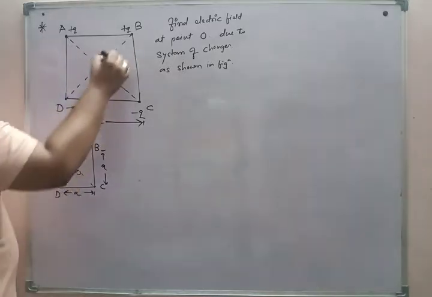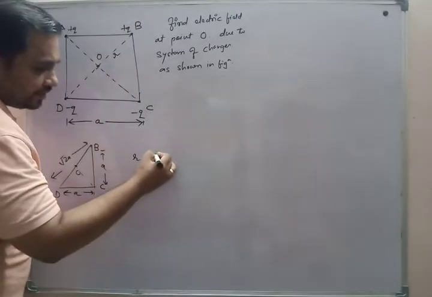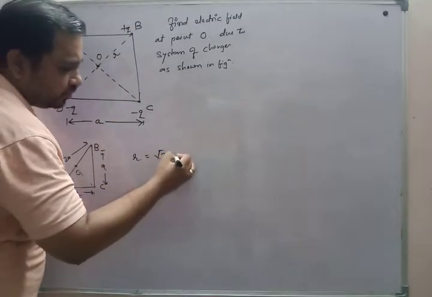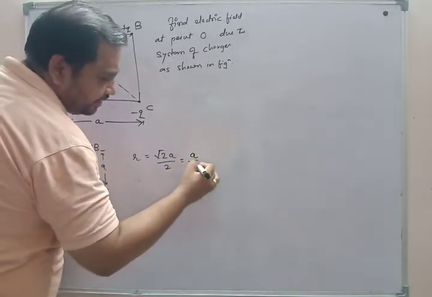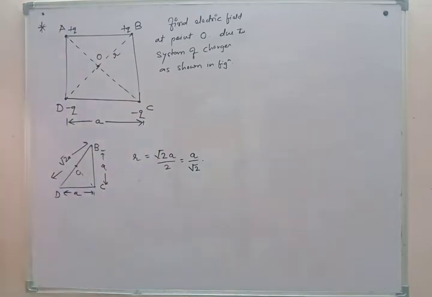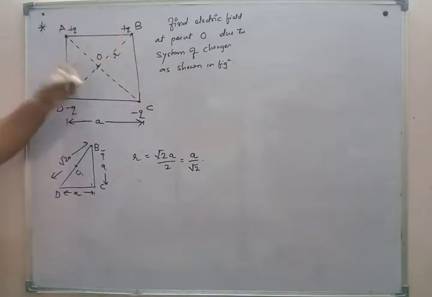Let us say that distance is equal to r. That distance r is nothing else but root 2 a divided by 2, so that distance is a by root 2. This distance a by root 2 is the distance of each vertex to the center of the square.